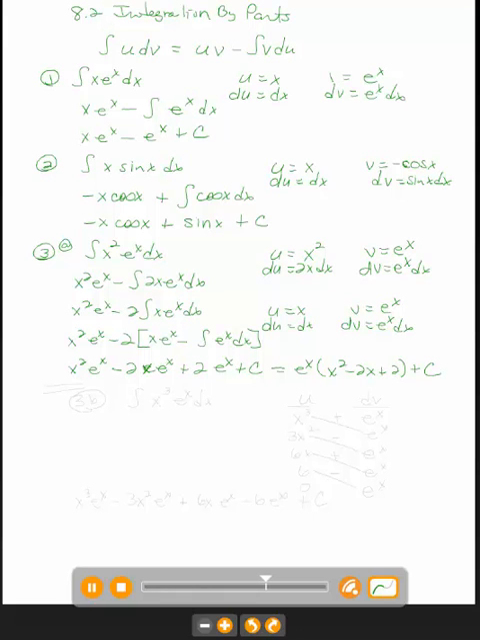And the only reason you would do that is if you're trying to find max or mins, because you need to factor that x squared minus 2x plus 2 to see if there's a max or a min or a 0.